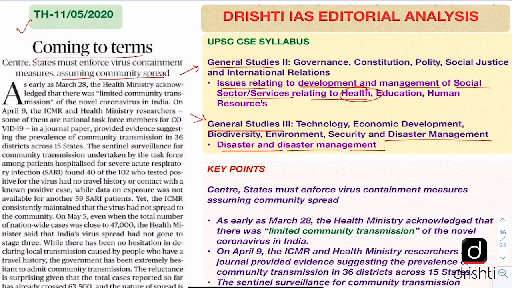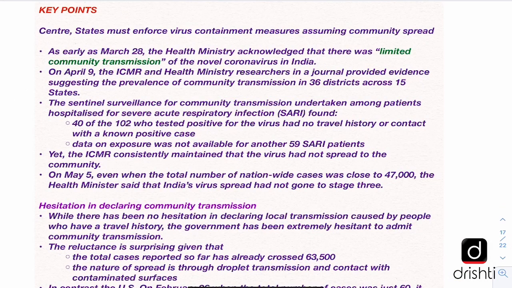Now let us look at the key points of the editorial. The editorial makes a point that central and state governments must now enforce virus containment measures assuming community spread. For a long time, the Indian government has denied community transmission of COVID-19, and with the cases approaching 63,000, the government must now assume that some community transmission is definitely taking place and take proper measures to control it.